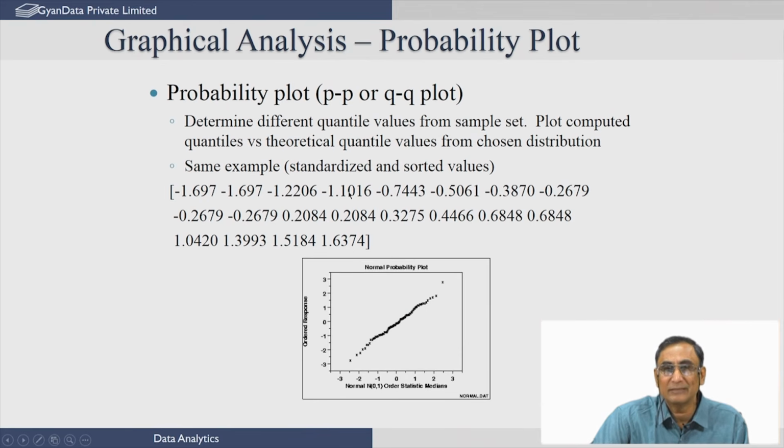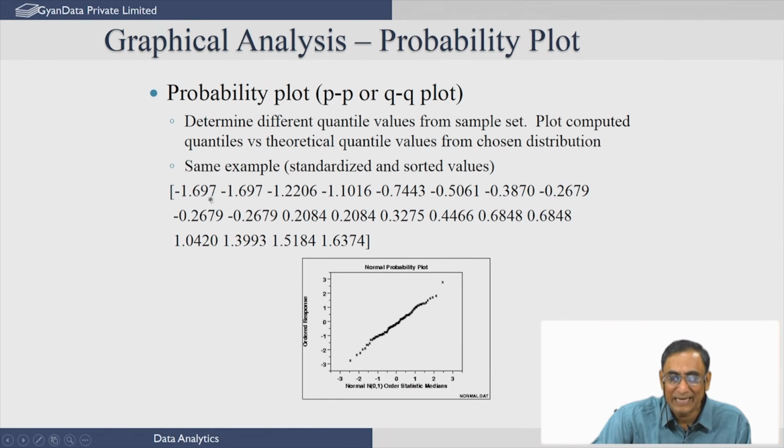Similarly, you ask what is the value below which 20% of the data lies, or what is the value below which 20% of a standard normal distribution's values will lie, with a probability of area under the curve of 0.2, and that value you take, that is the 20% quantile, and so on and so forth. Then you plot the actual value you obtain for the sample, which is minus 1.67, against the standard normal quantile, and that is what is called the probability plot.